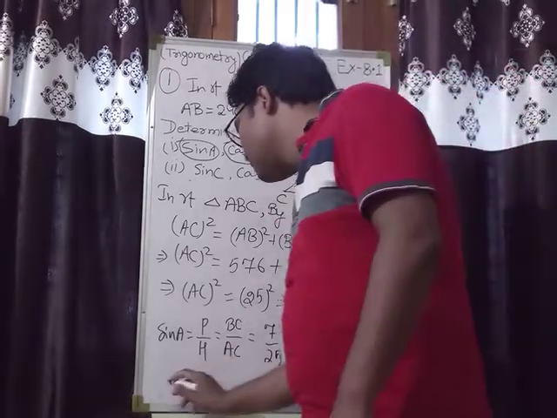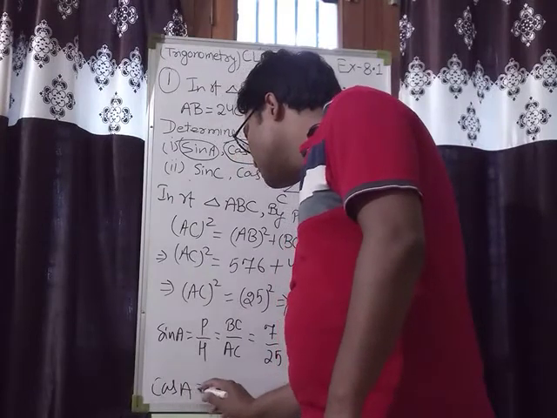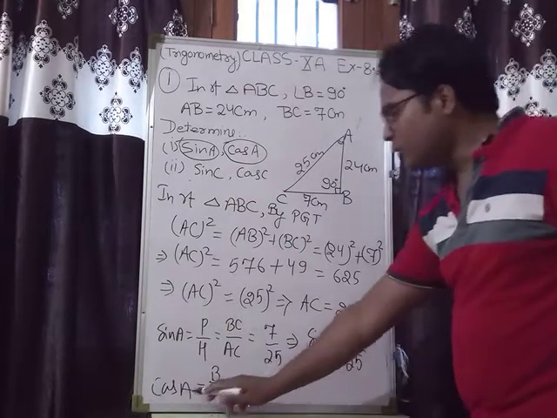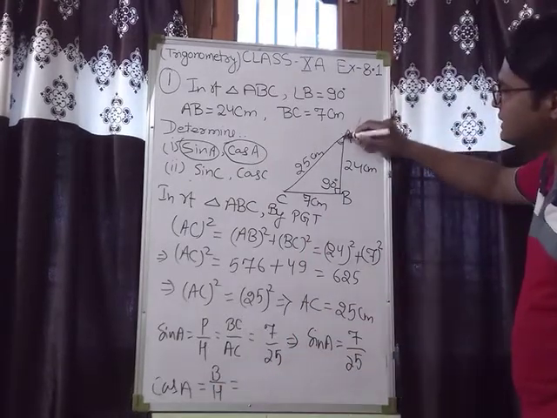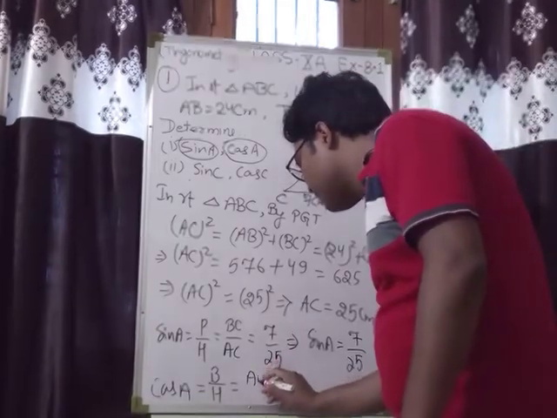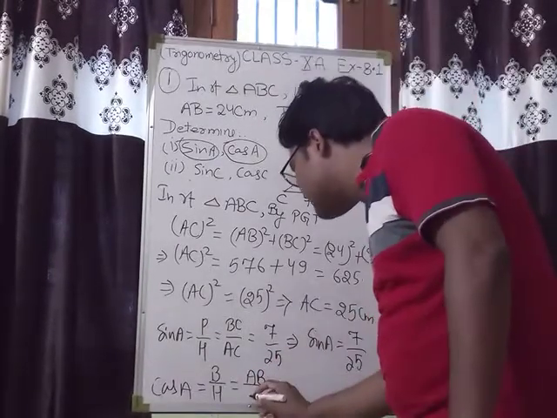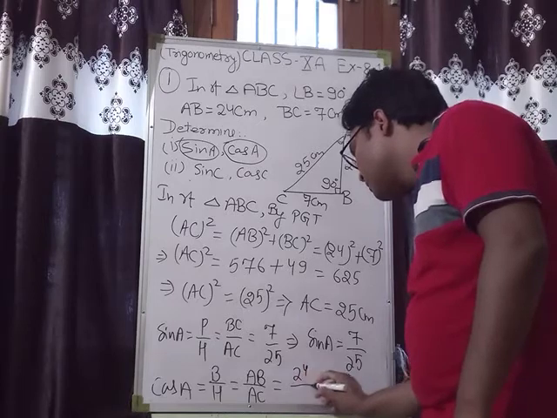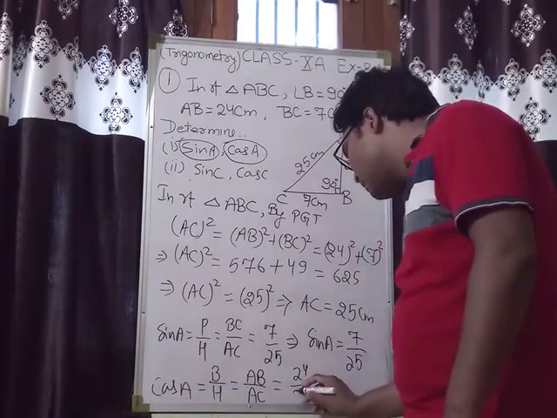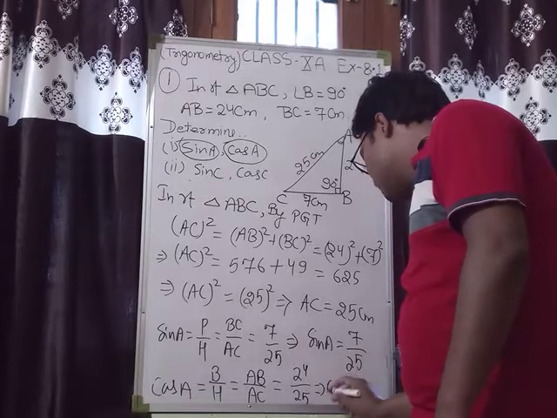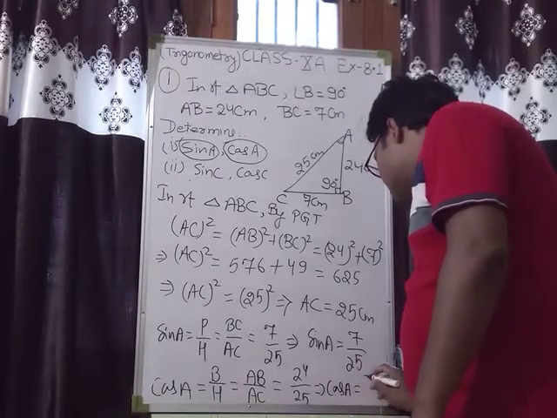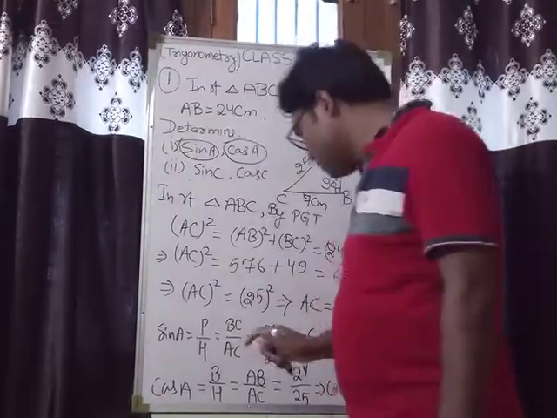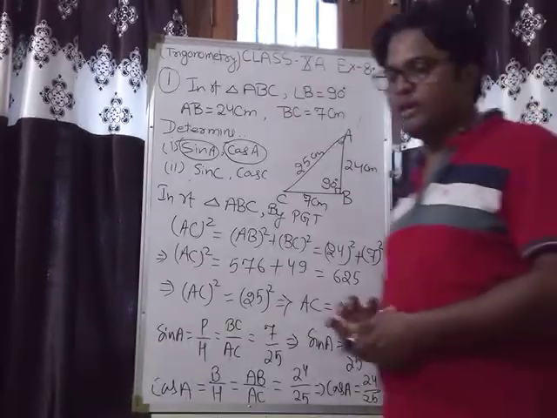Now cos A. Cos A is base by hypotenuse. Here base is what? We are talking about angle A. Angle A is this one. So base is AB, upon hypotenuse AC. So it will be AB is 24 by AC is 25. Clearly cos A is 24 upon 25. Okay. So these first two are 7 by 25 and 24 by 25.